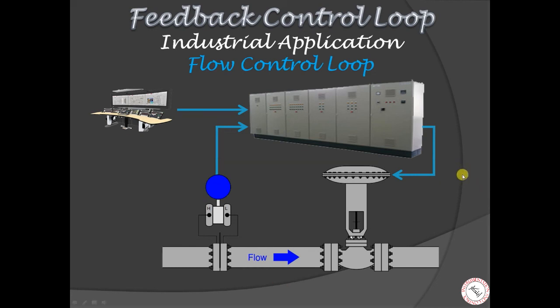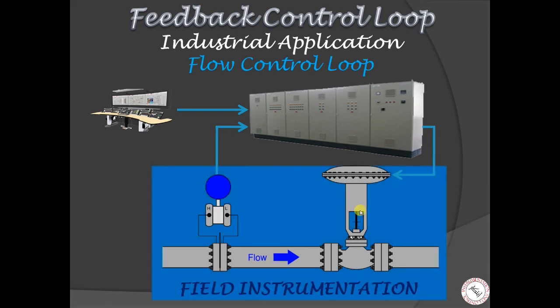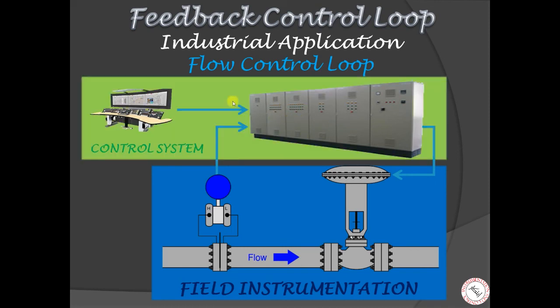The sensor and the control element, which are located in the field, are called field instrumentation, and the operator console and control station, which are usually located in a control room, are called control system. In our next video, we will study the basics of pressure measurement.